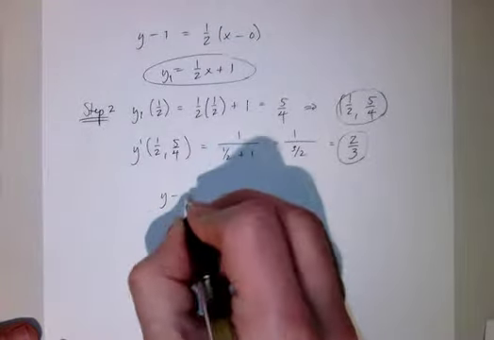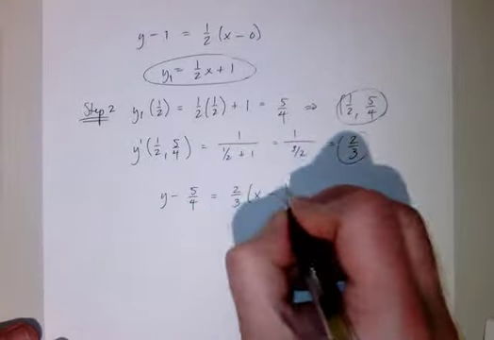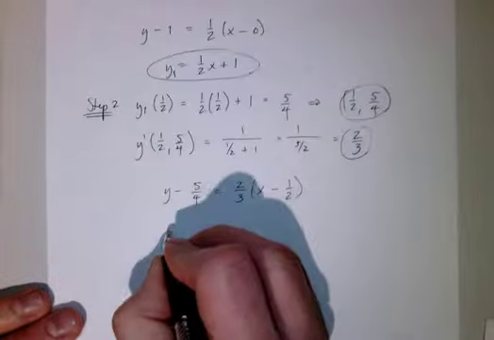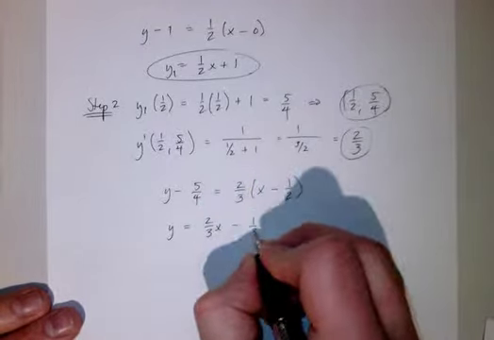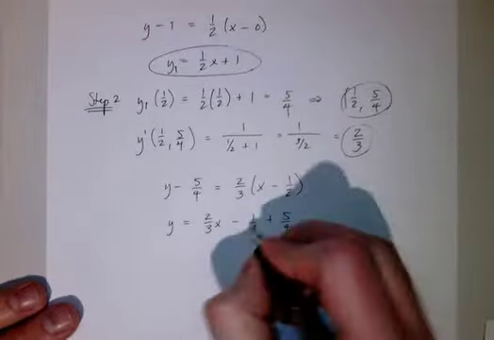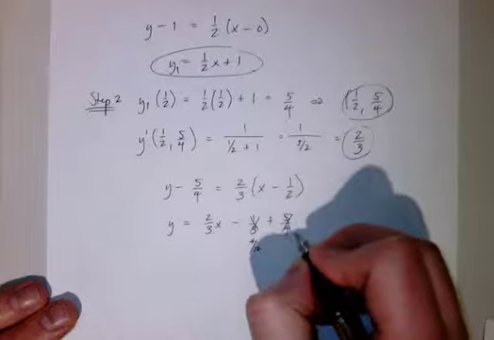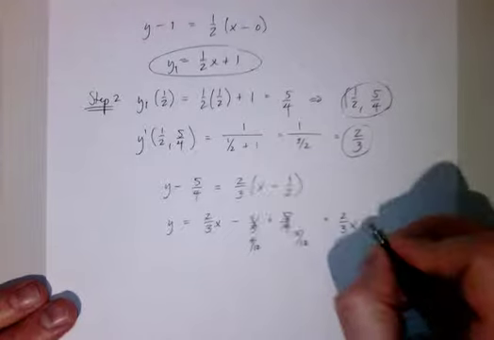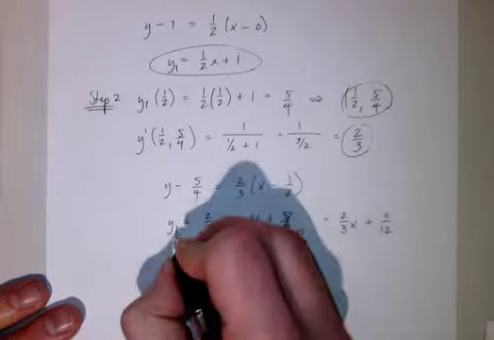Point, slope: y minus y1 equals m times x minus x1. Well, that makes it a little bit sticky because of common denominators. So y equals 2/3 x minus 1/3 plus 5/4. 1/3 in terms of twelfths is going to be 4/12, and 5/4 is 15/12. And so you're going to wind up getting 2/3 x plus 11/12. Now that is y2.